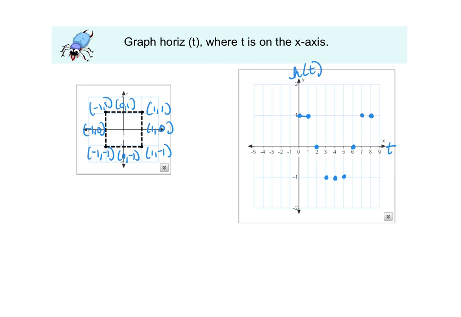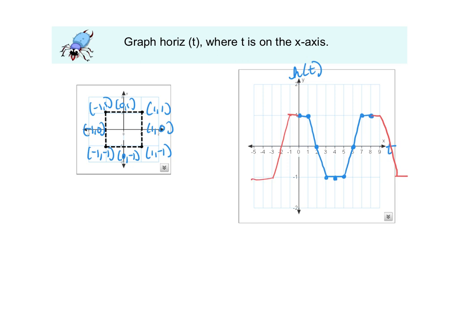So my graph looks like this. And then it's going to repeat. That bug's going to repeat this pattern forever. So that's h of t.